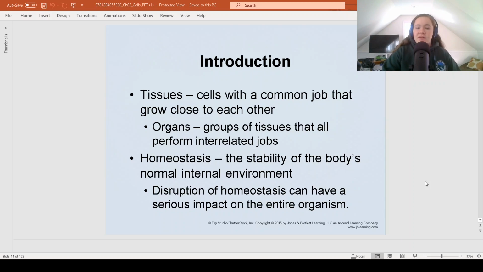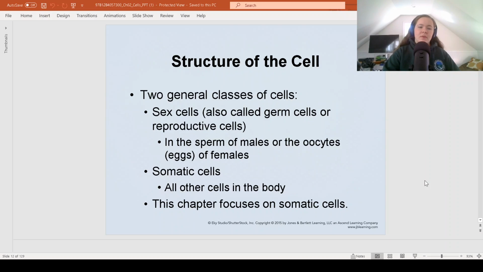Tissues are cells with a common job that grow close to each other. Organs are made up of the tissues that perform those interrelated jobs. Homeostasis is the stability of the body's normal internal environment, which we learned in the previous chapter. And disruption of homeostasis can have a serious impact on the entire organism.